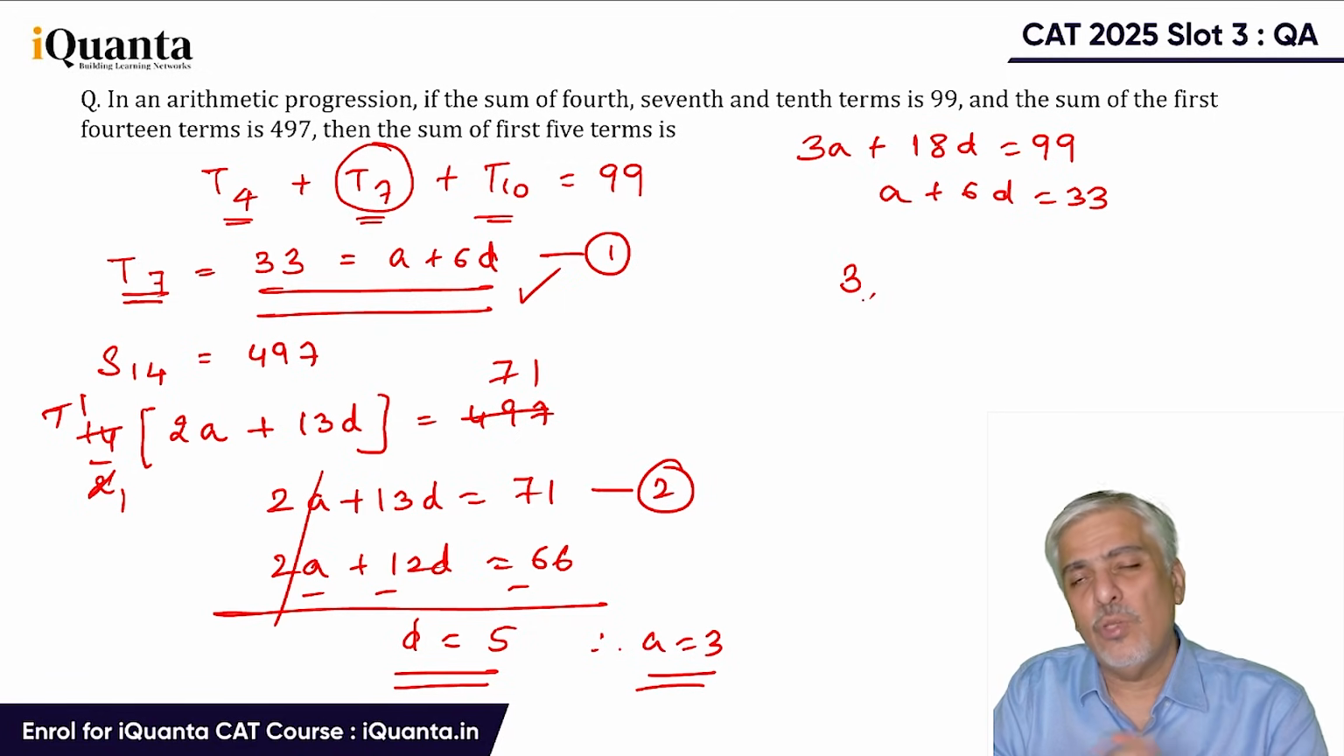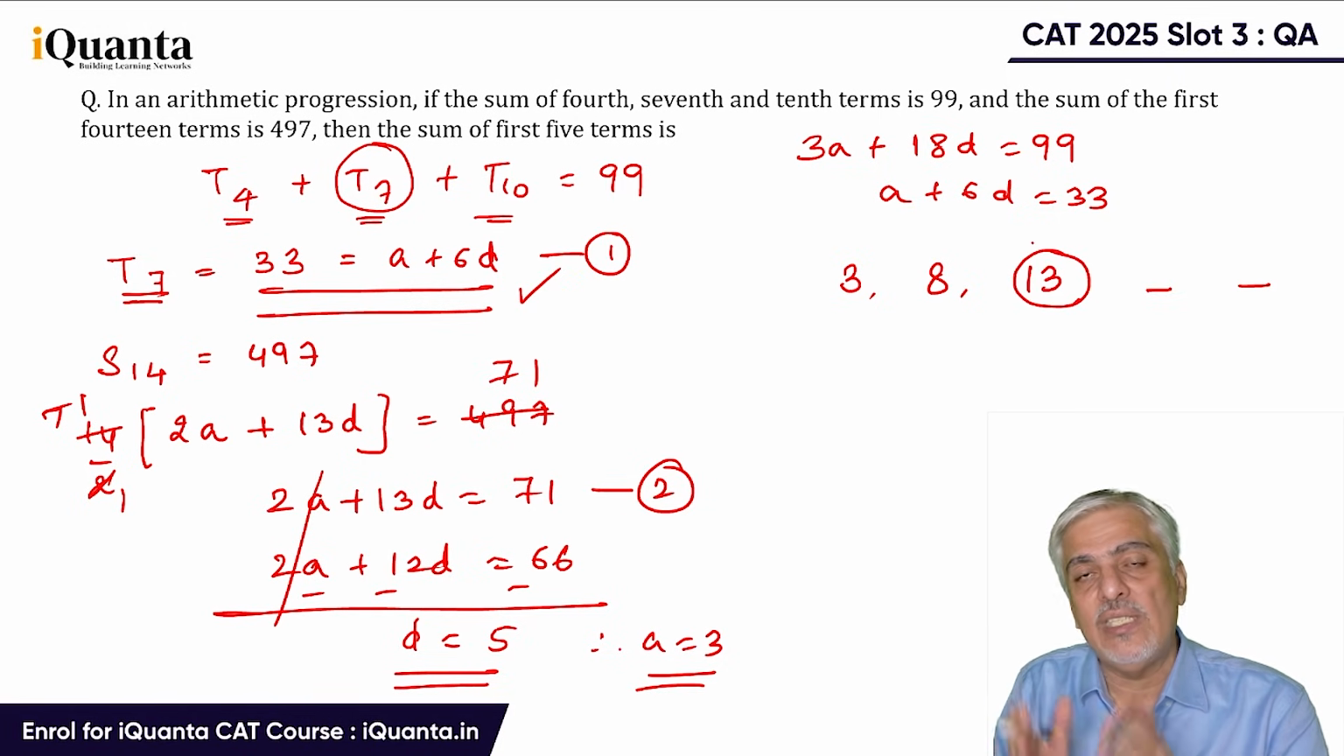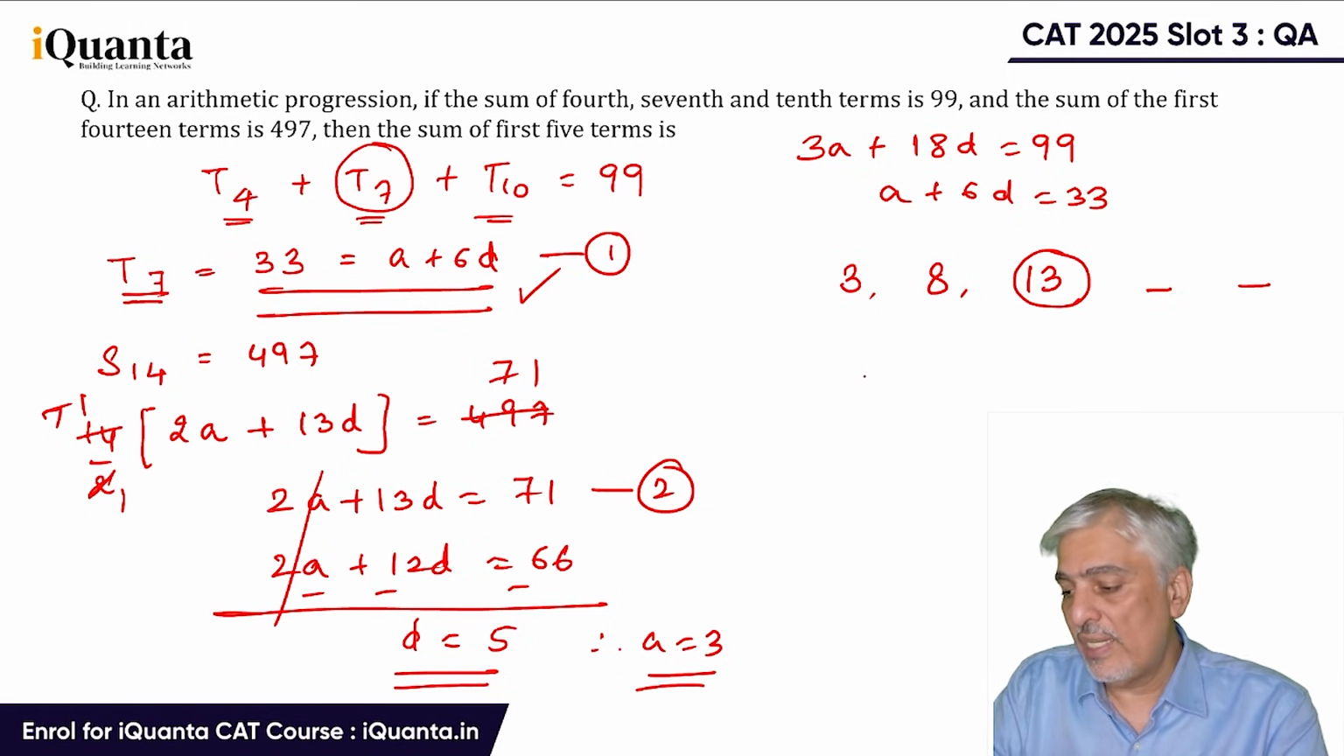First term, now a lot of people again would have calculated sum of 5 terms. Waste of time. First term is 3, second term is 8, third term is 13, fourth term is something, fifth term is something. I don't even want to know. Middle term is 13. 5 terms, middle term will be the average. So answer will be 13 into 5, 65. That will be your final answer.